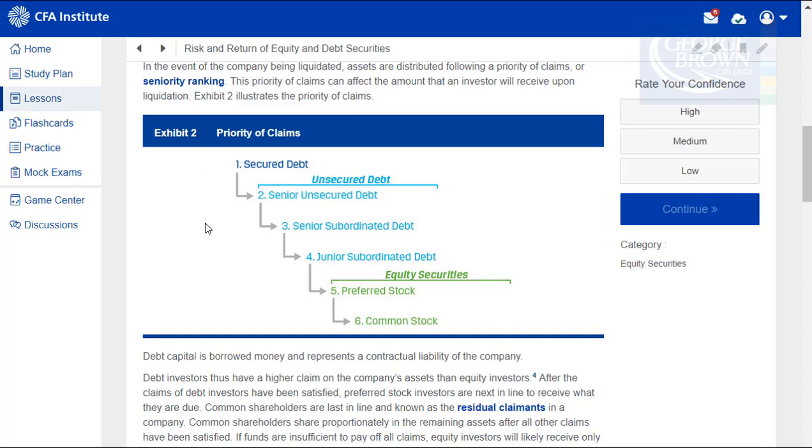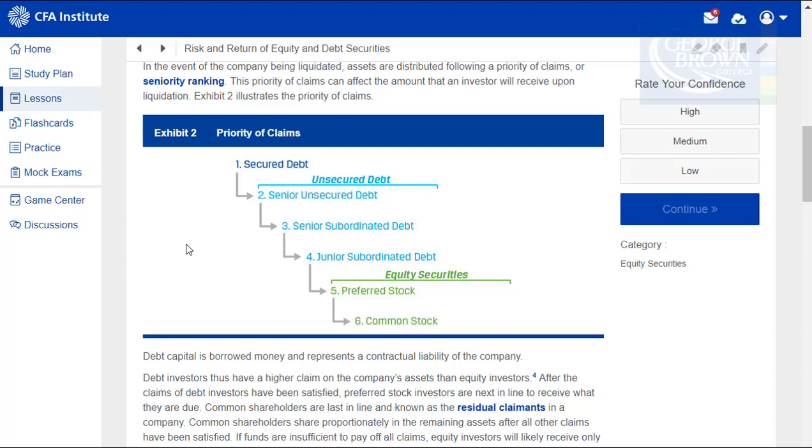Unsecured debt has 3 levels: the senior unsecured debt, senior subordinated debt, and then the junior subordinated debt. You recall, we saw that in the previous chapter on fixed income securities. So what we've added to this priority of claims now, you can see that below the debt, we've got the equity securities, and preferred stock has a priority over common stock.